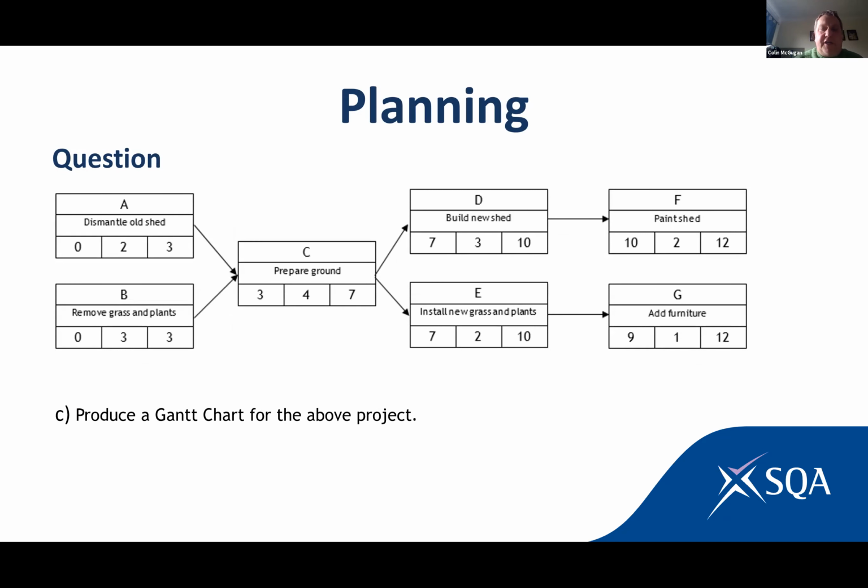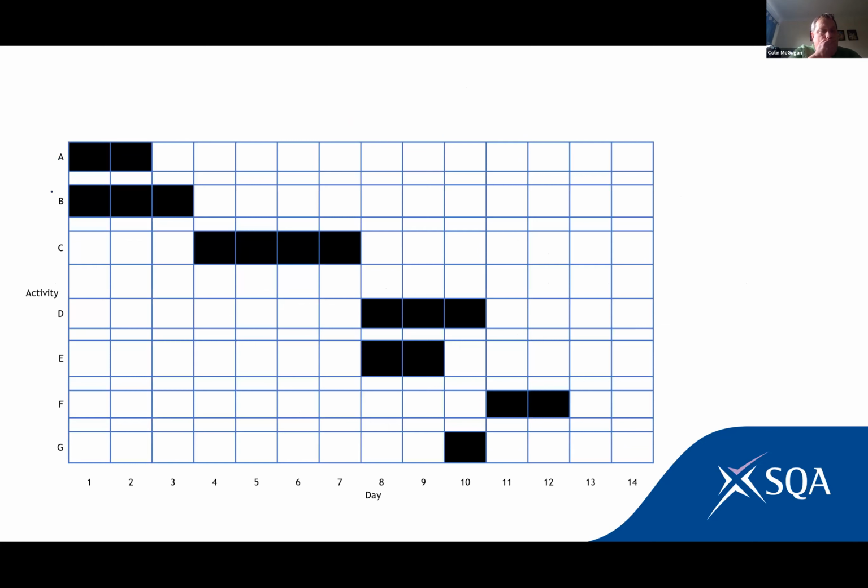a Gantt chart for this project. Now, all the Gantt chart is, is essentially another type of visual representation for this planning task. It's fairly easy. They'll be given paper, obviously, to complete it on. They'll be given grids to complete it on, and they'll just fill it out like that.